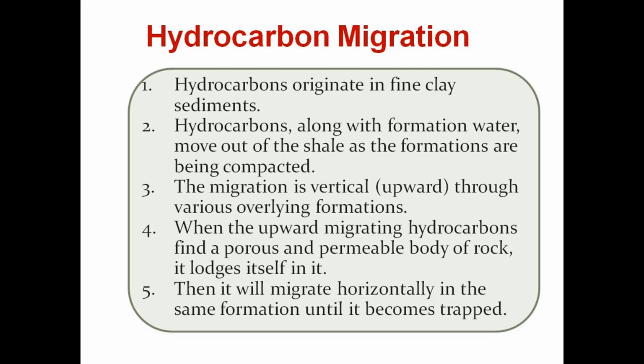The migration is normally vertical, that is, upward through various overlying formations. When the upward migrating hydrocarbons find a porous and permeable body of rock, it lodges itself in it. Then it will migrate horizontally in the same formation until it finally becomes trapped.